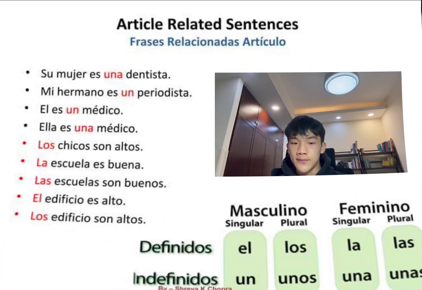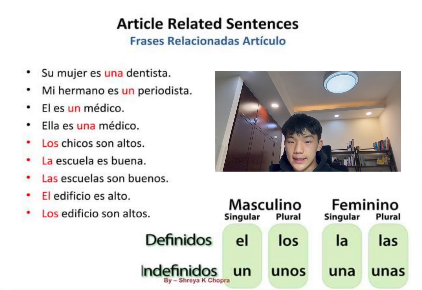Now, let's take a look at some article-related sentences. Su mujer es una dentista. This means the woman is a dentist. So the reason you would put una instead of un is because the woman is feminine. So una is the correct thing to put.